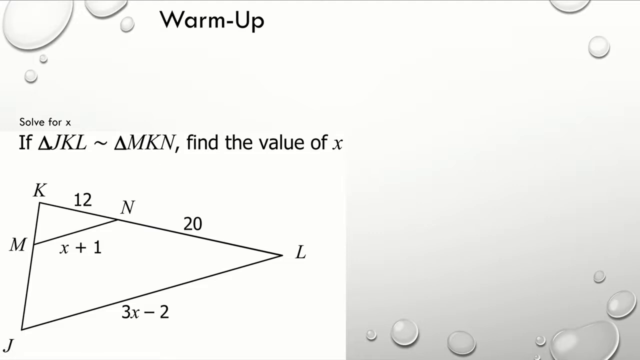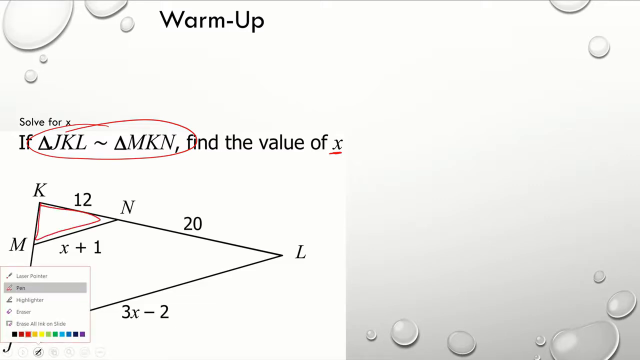So I hope you actually tried it on your own. First of all, they want us to solve for x. The first thing we have to pay attention to is the fact that they're already telling us that these two triangles are similar. So one of two things. One, if these triangles were not one inside the other, so we have this little one here inside this bigger one here.